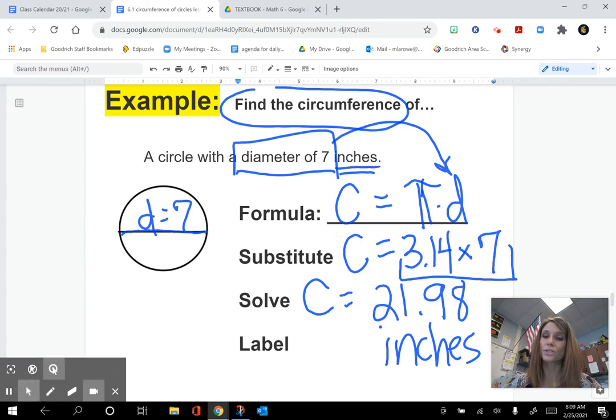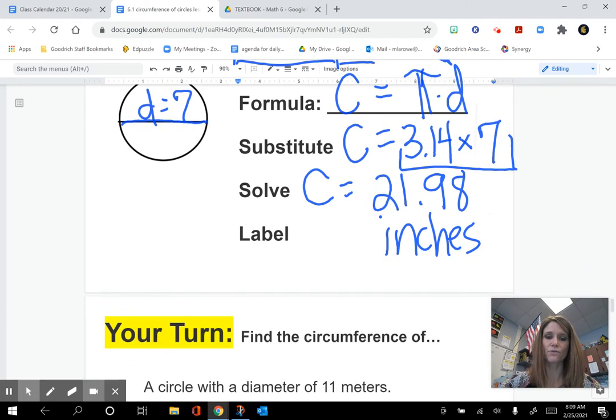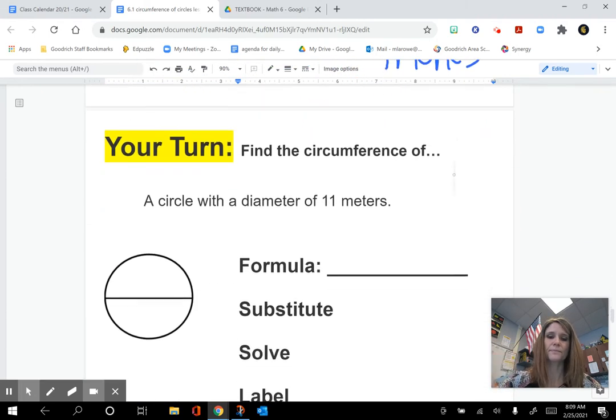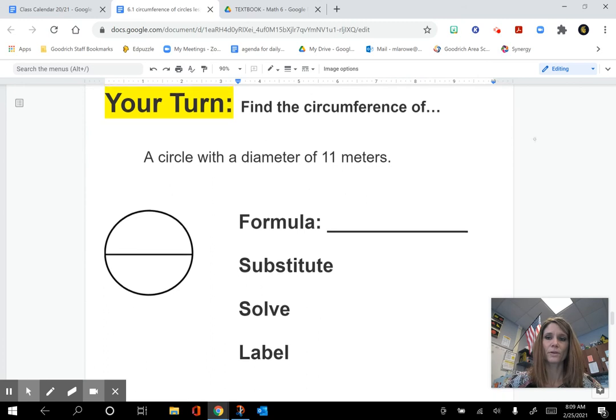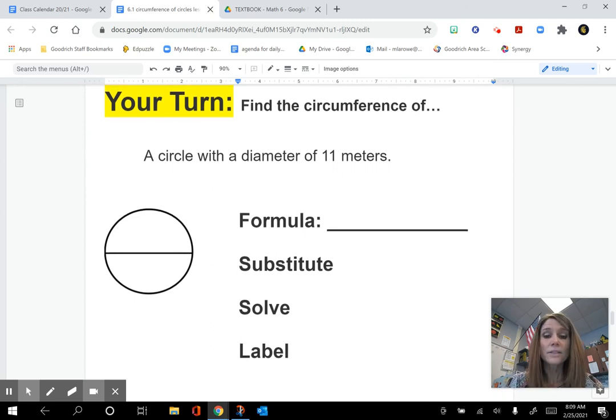We'll give you a chance to try and use a circumference formula. We'll pause the video while you choose a formula, substitute the values that you do know, solve the math problem, and remember to label your answer as well.